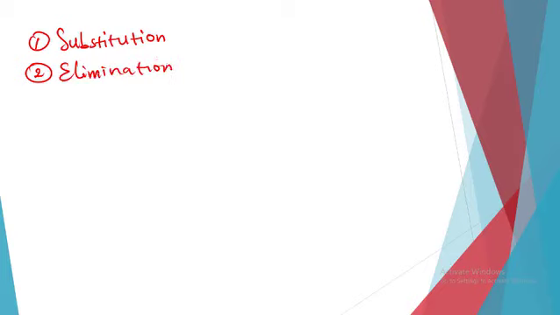There are three methods of solving simultaneous equations, which include what we call the substitution method, the elimination method, and the graphical method. But in this study, we'll be focusing on substitution and elimination. Today we are starting with the substitution method.